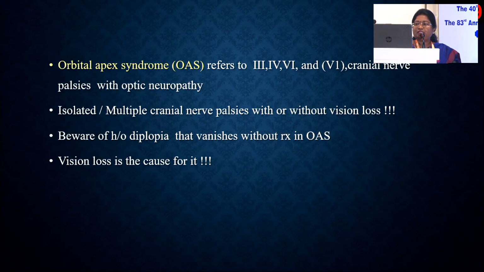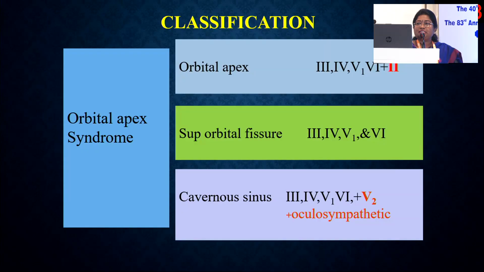Orbital apex refers to multiple cranial nerve palsies with or without optic neuropathy. It can also be isolated at times with vision loss. And this is the classification as described in textbooks, where a superior orbital fissure syndrome involves 3, 4, V1 and 6, optic nerve dysfunction makes it the orbital apex, and V2 involvement with an oculosympathetic palsy is the cavernous sinus syndrome.